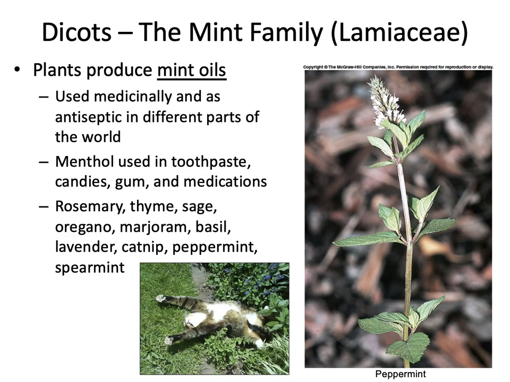Members of the mint family have a lot of economic impact. For example, many of them produce mint oils that are used for medicines as well as antiseptics in many different parts of the world. Menthol can be used in toothpaste, candies, gum, and medications. There are also many culinary herbs from the mint family, including rosemary, thyme, sage, oregano, marjoram, basil, lavender, catnip, peppermint, and spearmint, to name a few.